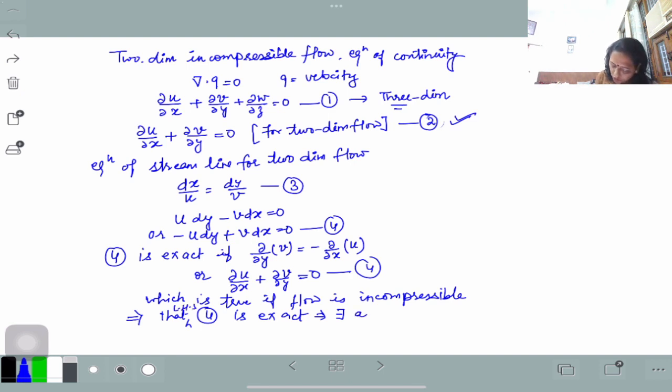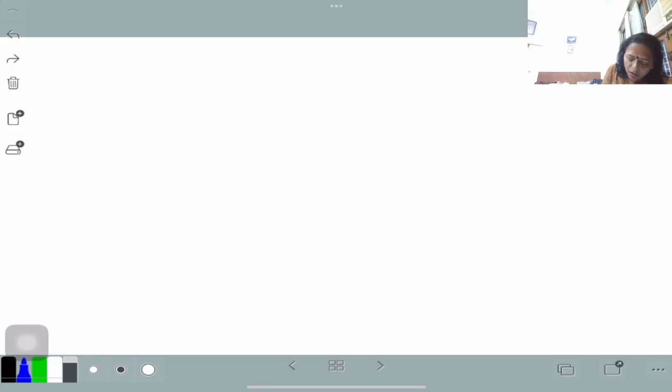There exists a function, say I give the name to this function, say psi, which is a scalar function, such that minus u dy plus v dx, which is the left hand side of equation 4, is equal to d psi.